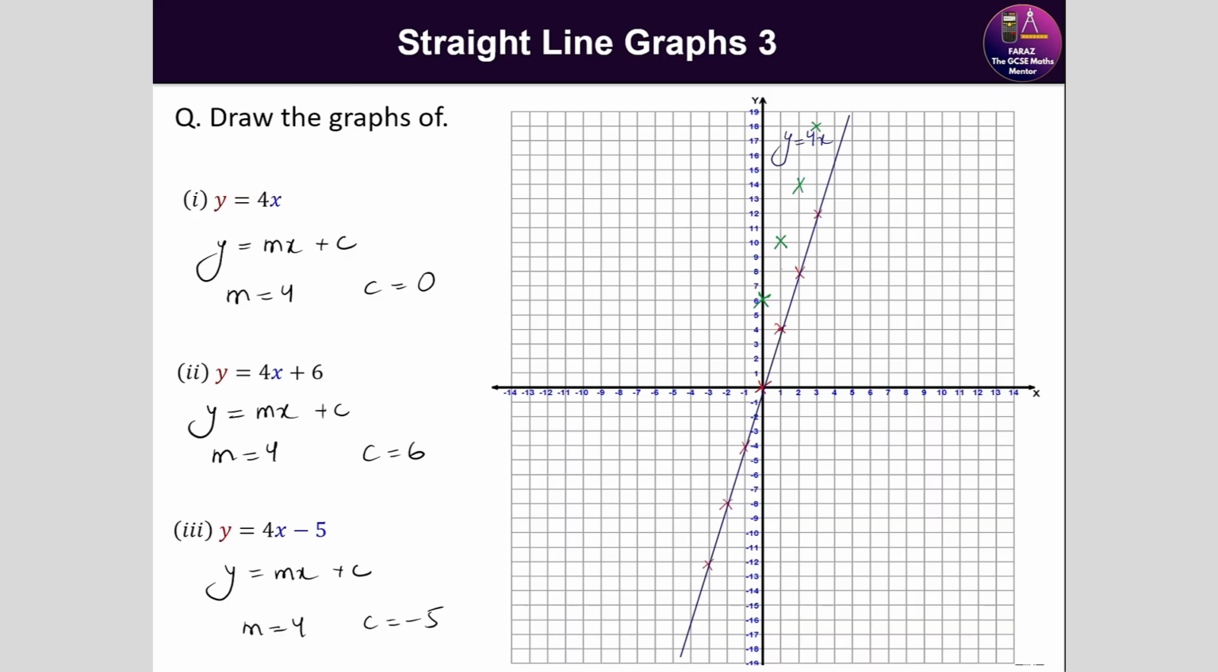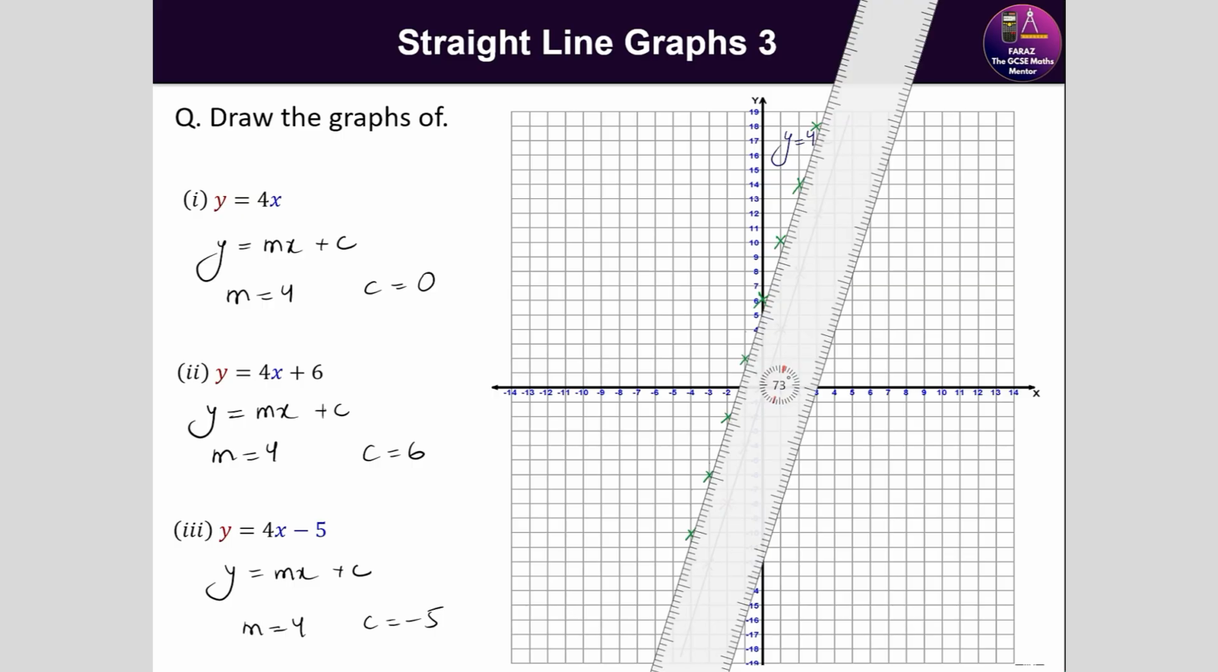And from 0 comma 6, across 1 and 4 down, 1 2 3 4. Across 1 and 4 down, like this. With the help of a ruler we can join them like this.